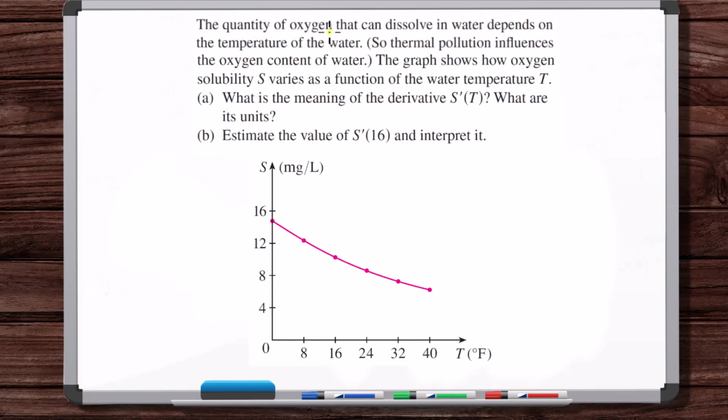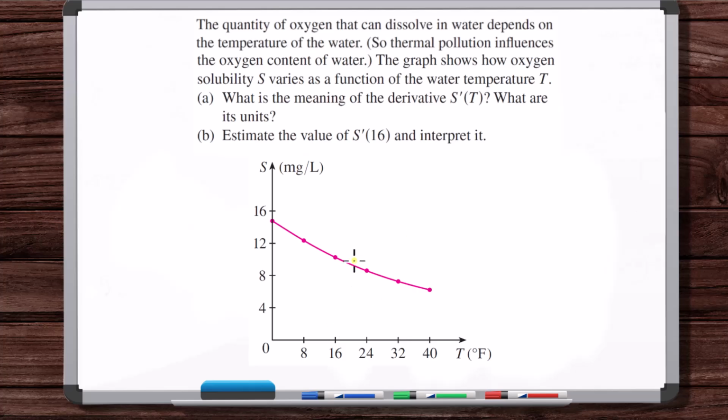The quantity of oxygen that can dissolve in water depends on the temperature of the water. So thermal pollution, like global warming, influences the oxygen content of water. The graph shows how oxygen solubility S varies as a function of the water temperature T. What is the meaning of the derivative S prime of T, and what are its units?